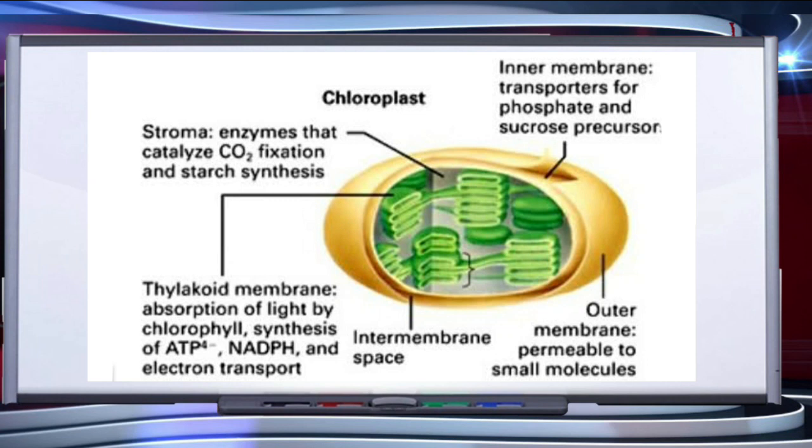The other set of reactions is called the dark reaction, which occurs in the stroma of the chloroplast. The stroma has enzymes for the reduction of carbon dioxide into carbohydrates and formation of sugars. Reactions occurring in the stroma are not light-dependent, so we call them dark reactions.